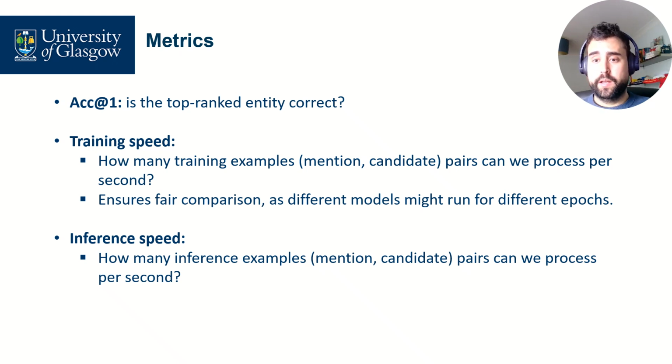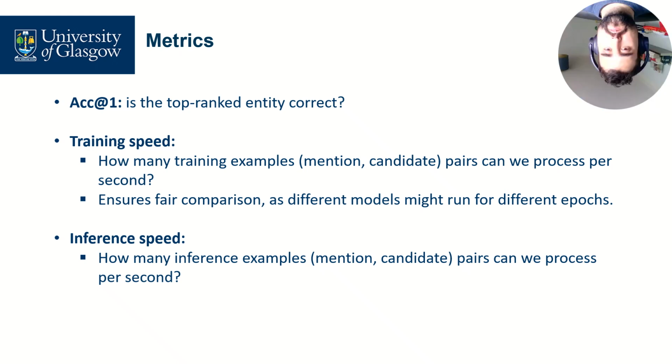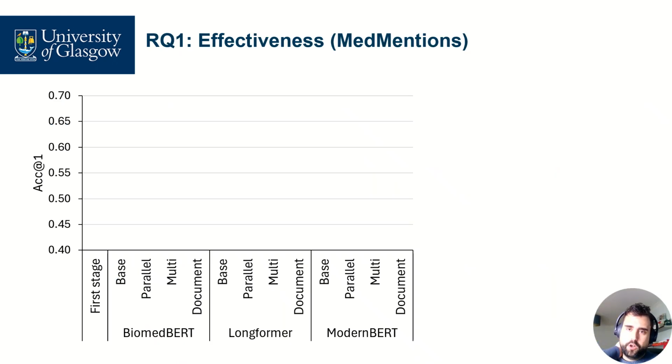The reason why we do these metrics is because they ensure fair comparison. For example, in training, different models might run for different epochs, and by computing these metrics, we make the numbers comparable. We shall only discuss here the results of mention datasets for the sake of time, but you can find the results for all of the datasets in the paper.